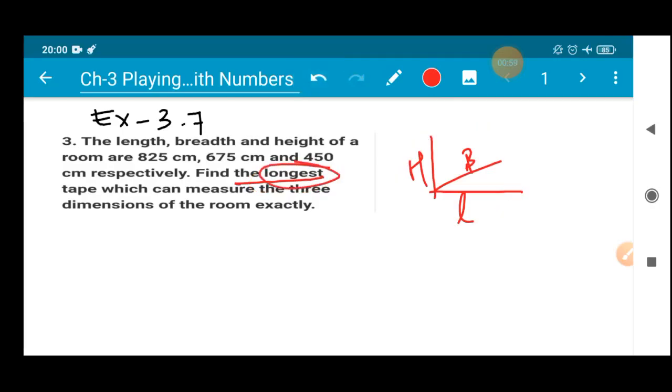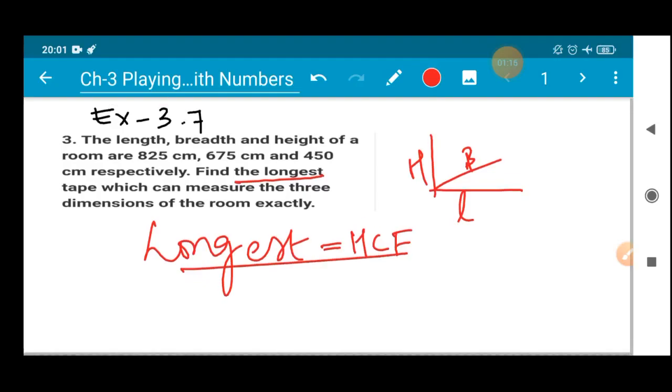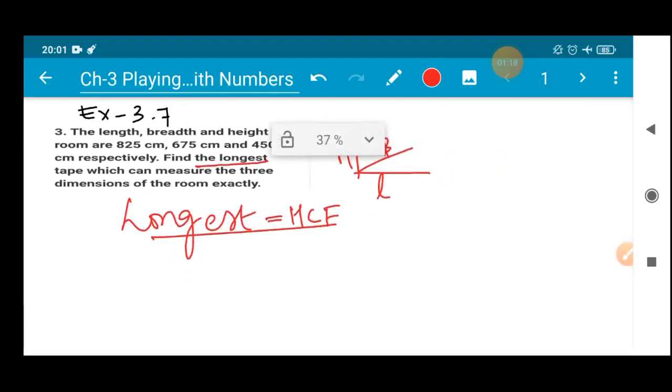So as you can see the word longest, as in the last class we saw the word maximum, right? Longest, then we will be finding the HCF. If there is the word minimum or smallest, then we will be finding the LCM, right? So the hint here is longest. So let's start finding. So what is given?